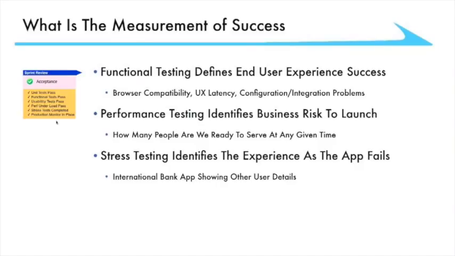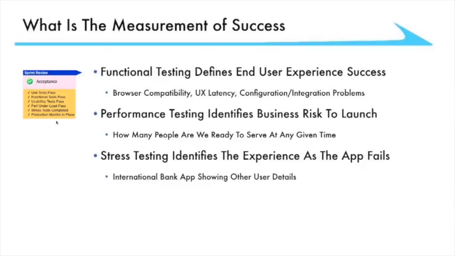And then there's the third category of testing I call stress testing. So this is really identifying what the end user experience looks like as the app fails. So one of the banking customers at Appvance had an app that they deliver to their high net worth individuals. And the downside is that they didn't really test at stress levels.